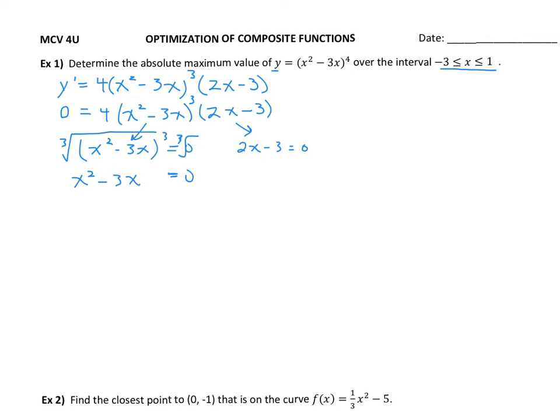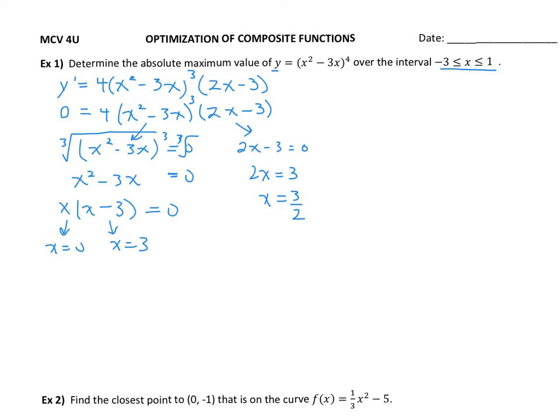All right, so now what we can do is we can common factor x out of that expression, and that either gives us x equals 0 or x equals 3. So we've got two possible critical numbers, and a third is going to come from this piece, 2x equals 3, x equals 3 halves, or 1.5.